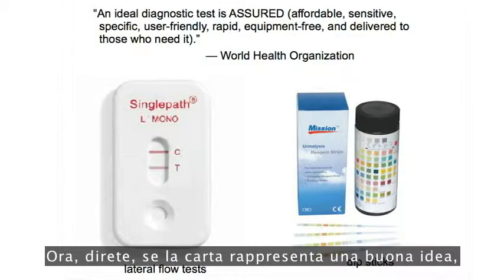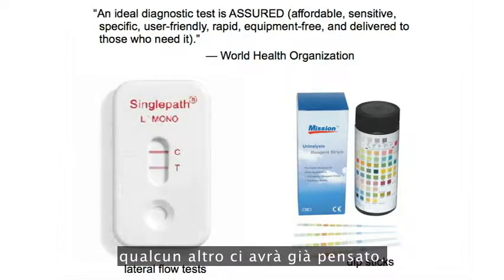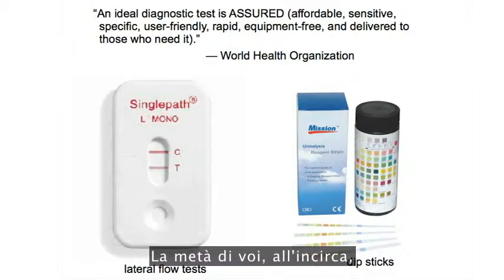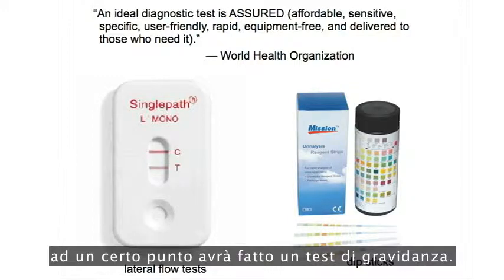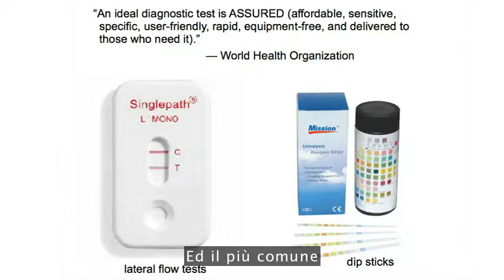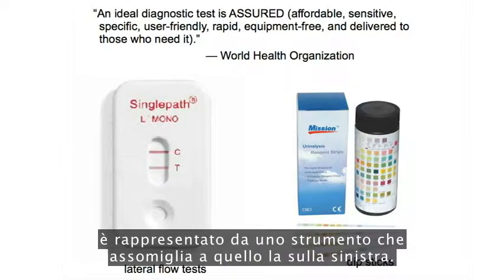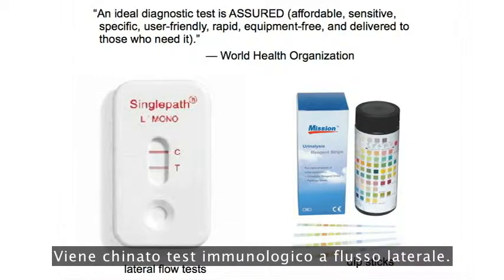Now you say, if paper's a good idea, other people have surely thought of it, and the answer is, of course, yes. Those half of you, roughly, who are women, at some point may have had a pregnancy test. And the most common of these is in a device that looks like the thing on the left. It's something called a lateral flow immunoassay.